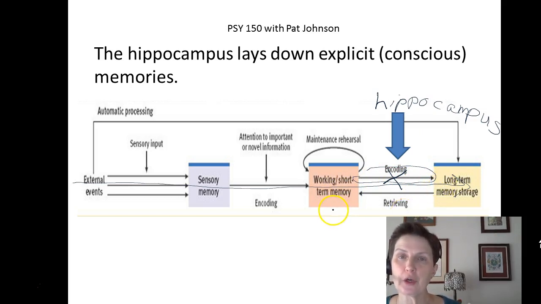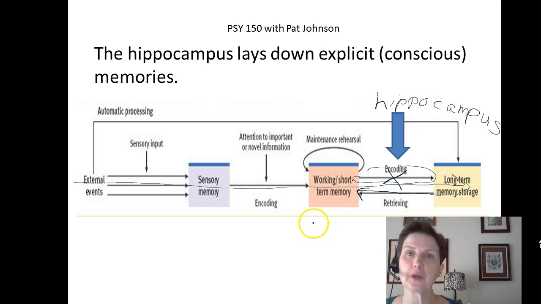Here's the question, though. Could he pull information from long-term memory that was encoded before his hippocampus was damaged? And the answer is yes. He could retrieve. He could do this, but he couldn't form any new long-term memories. So there is a discussion of the famous case study HM in your textbook. You can find out more information about him on the internet.